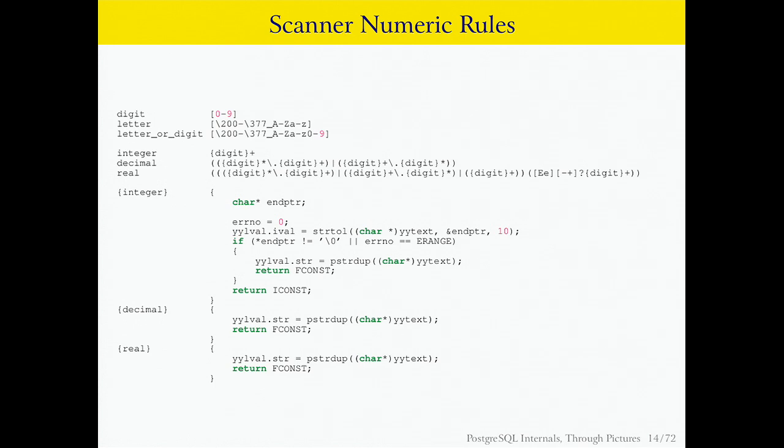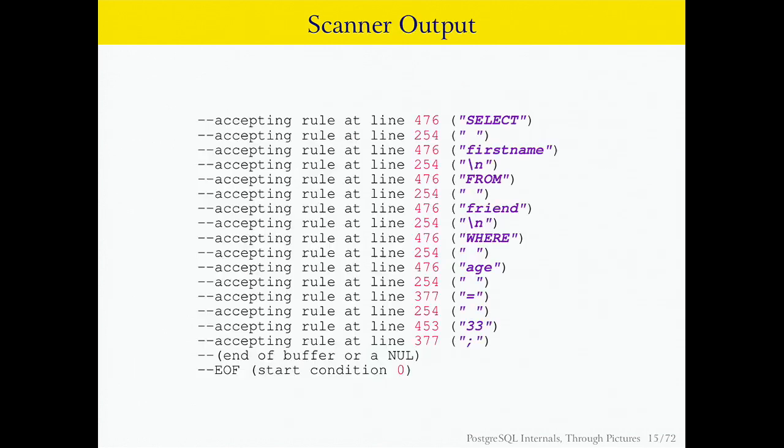A decimal is going to come in just as a string, an f-const, and the same thing with a real. So this is our first process with the parser: to take that query and break it up into tokens. Okay? Here's an example, the same query we talked about before: select first name from friend where age equals 33. You can basically see it's broken them down into individual pieces, and that's how the scanner is going to output its information.